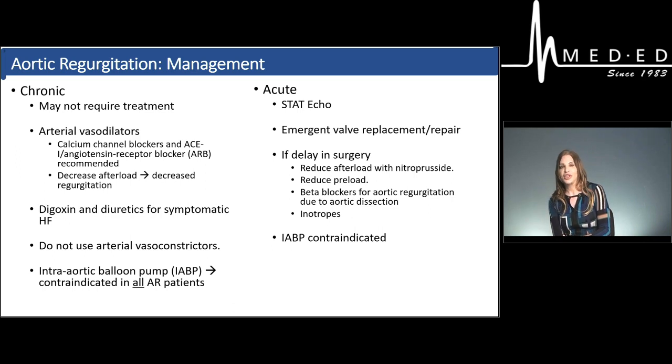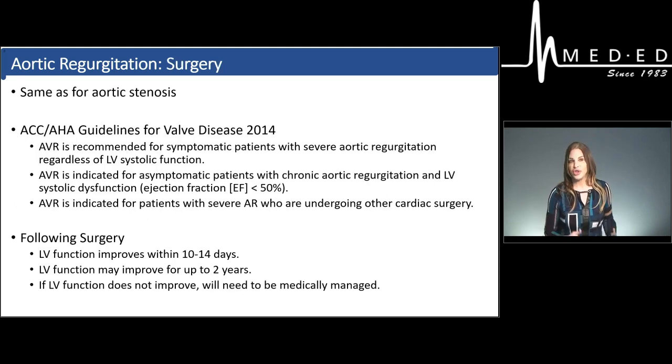Now, in an acute situation, you want to get a stat echo, and this is typically where the patient's going off for emergency valve replacement surgery. If they are in cardiogenic shock and you're not able to get them to the OR, then you may need to do some things in the ICU to stabilize them: inotropes, reduce their preload. And you absolutely want to avoid use of the intra-aortic balloon pump in acute aortic regurg. It'll make their condition drastically worse. Management of these patients in terms of surgery is the exact same as it is for aortic stenosis. They can either have a valve replacement in surgery or they can have a TAVR done to replace that valve.